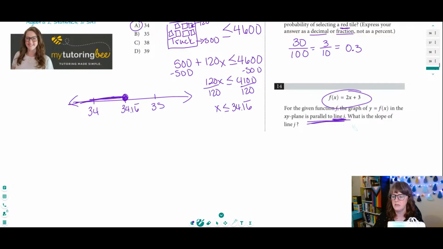So all we really need to know is what does it mean for two lines to be parallel to each other? What happens with their slope? With parallel lines, their slope is going to be exactly the same. So this is already in slope-intercept form. This coefficient of x is going to be our slope, so our slope is 2 for line J, because it is going to have the same slope as our equation that we're given.